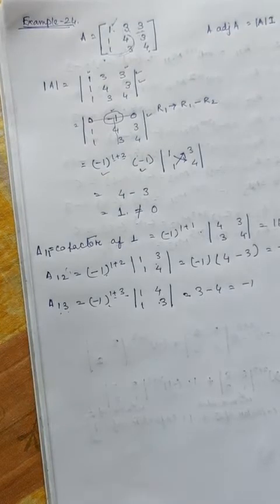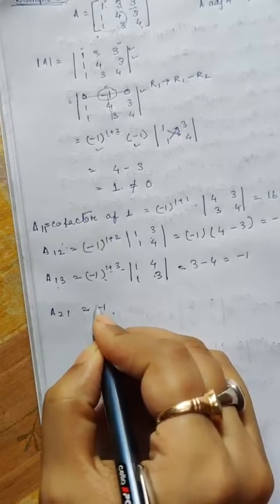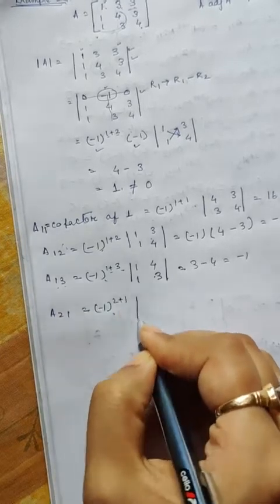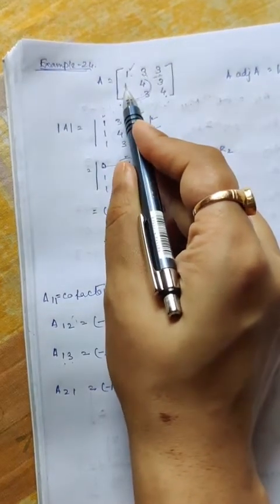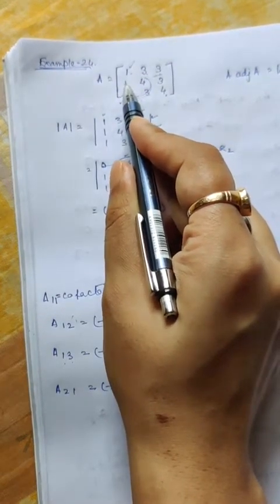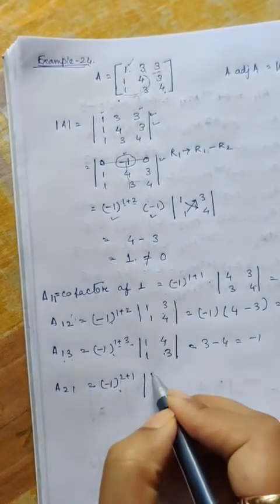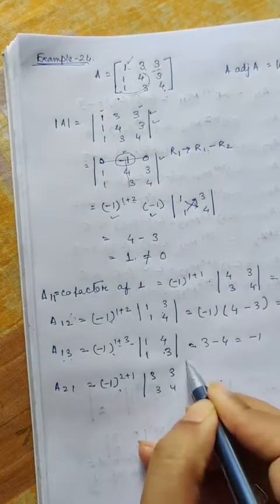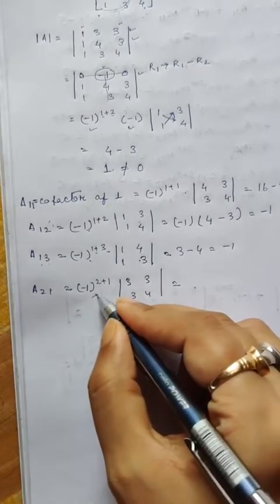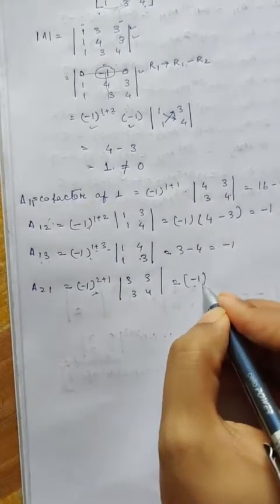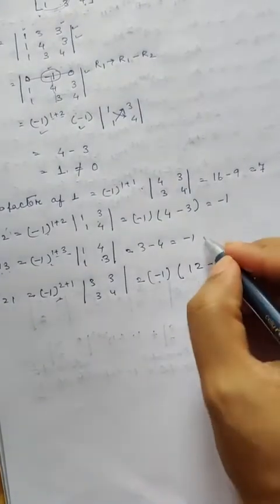Now A21. A21 will be minus 1 to the power 2 plus 1. A21 means second row first column. So this is the second row first column. So we have to eliminate the second row and first column. So we will be left with 3, 3, 3, 4. After doing the calculation, we will get from here minus 1 and from the determinant, minus 3.